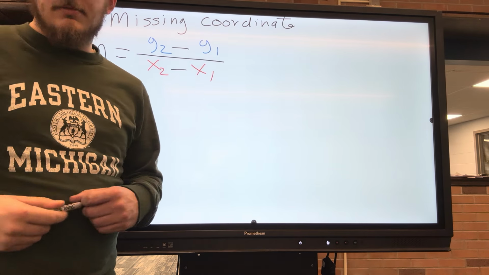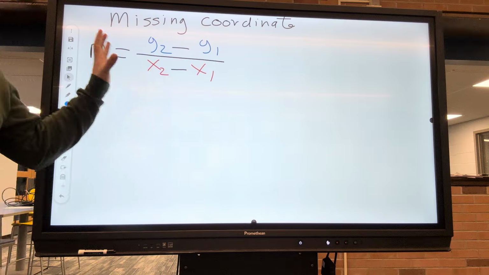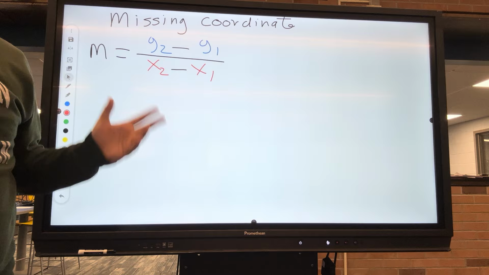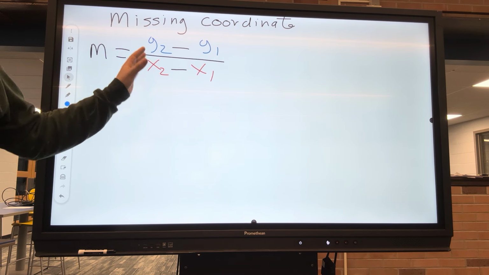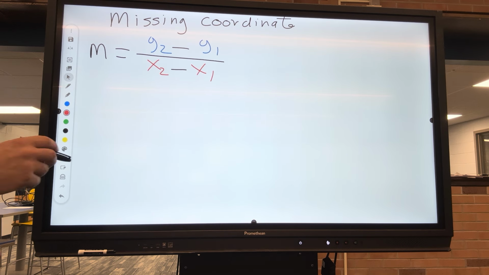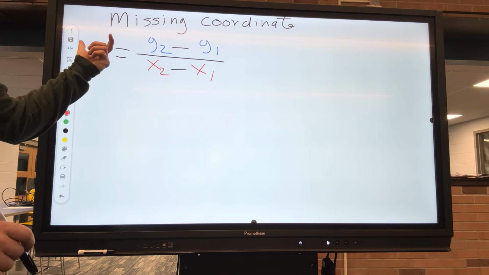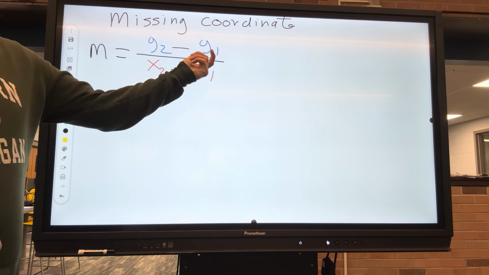For this next lesson, I want to talk about how to find a missing coordinate. So this is our basic equation that we've already been working with. Right? Slope equals y2 minus y1 over x2 minus x1. Very simple, right? Now sometimes, instead of trying to find slope, they're going to give us slope, and they're going to give us a missing coordinate.